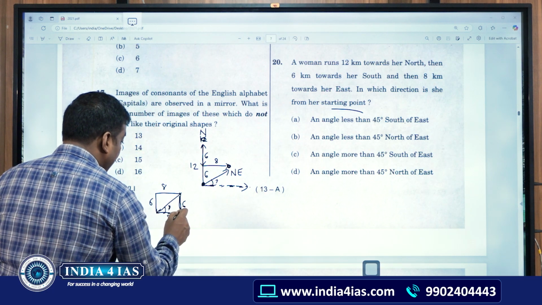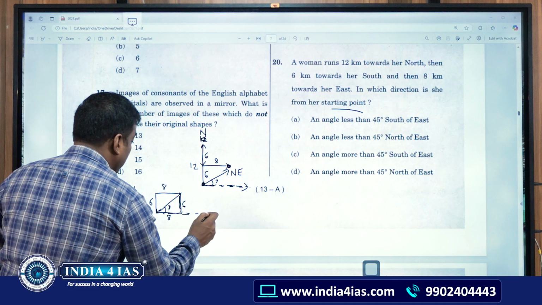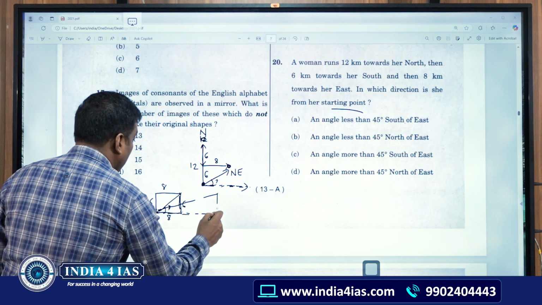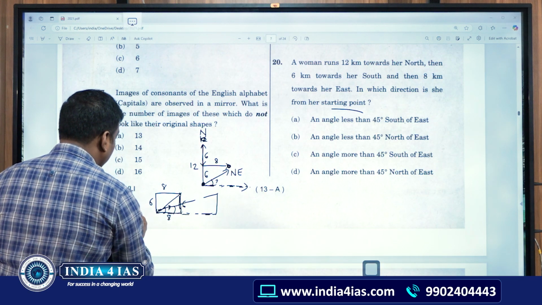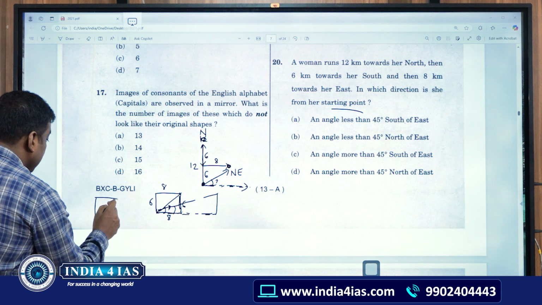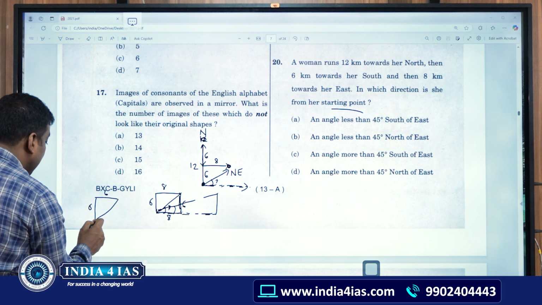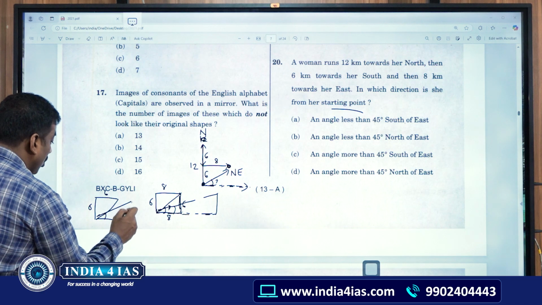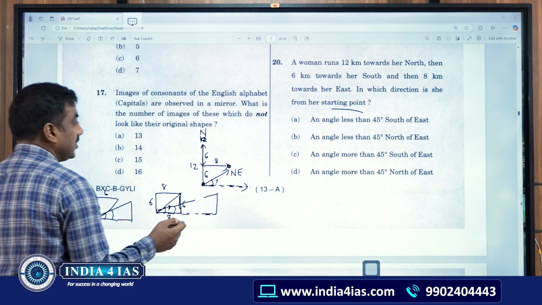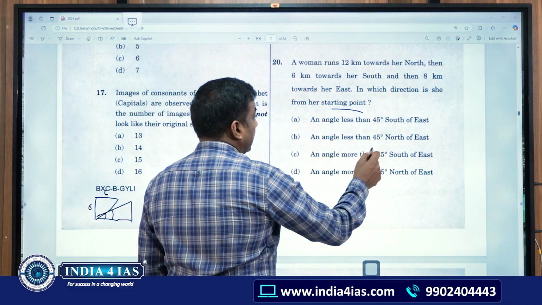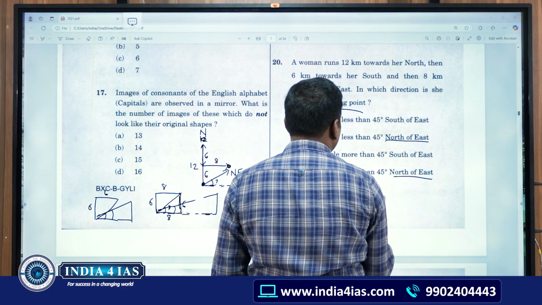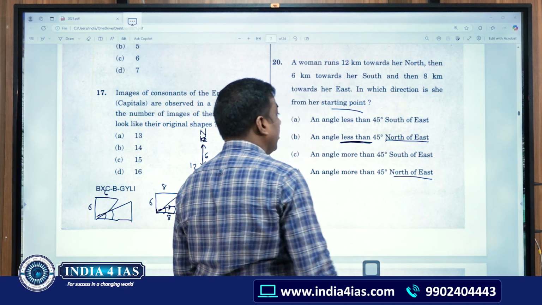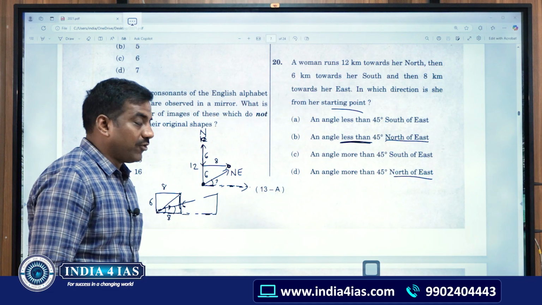So as this grows, the angle keeps on diminishing. If they were the same, let's say this is 6 and this is 6, it would have been exactly 45 degrees. Now this is 8, so it will be less than 45 degrees. So the direction is correct, northeast, but the angle is less than 45 degrees.